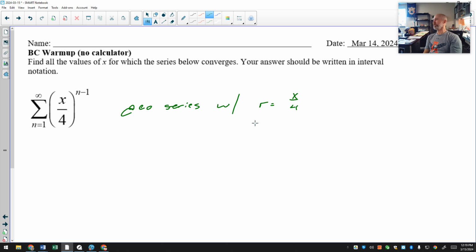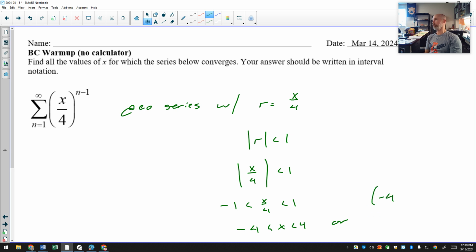A geometric series converges when the absolute value of the ratio is less than 1. And so we need to determine when is the absolute value of X over 4 less than 1. Well, that's going to be when X over 4 is between -1 and +1, which is when X is between -4 and +4. Or you could answer that in interval notation as -4 to +4. Or you could answer it in international interval notation, which is -4 to 4.